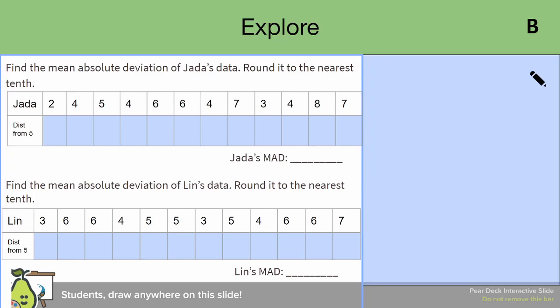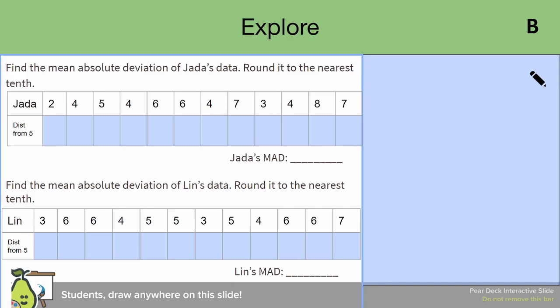Now today we're going to be looking at Explore Part B. What I want you to do before we get started is to please pause this video and ask yourself, what do you notice and what do you wonder about what is in front of you? Alright, welcome back. Let's take a look at both of these tables and try to figure out what are some things that you notice and what are some things that you wonder.